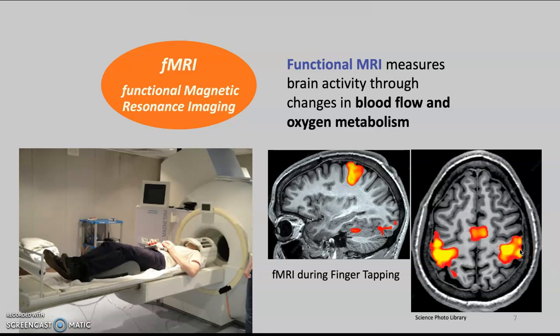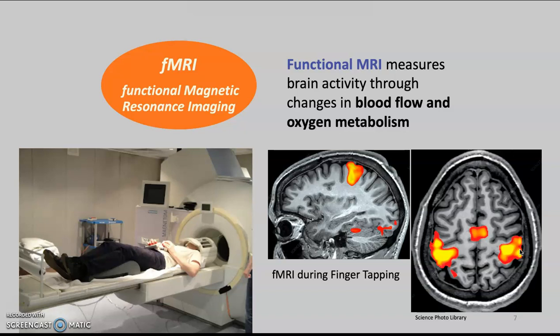Some advantages of using fMRIs is that they use non-ionizing radiation. They have high spatial resolution in the order of about 3 cubic millimeters, and relatively high temporal resolution in the order of a few seconds. So not as high as EEGs, but certainly higher than PET scans.